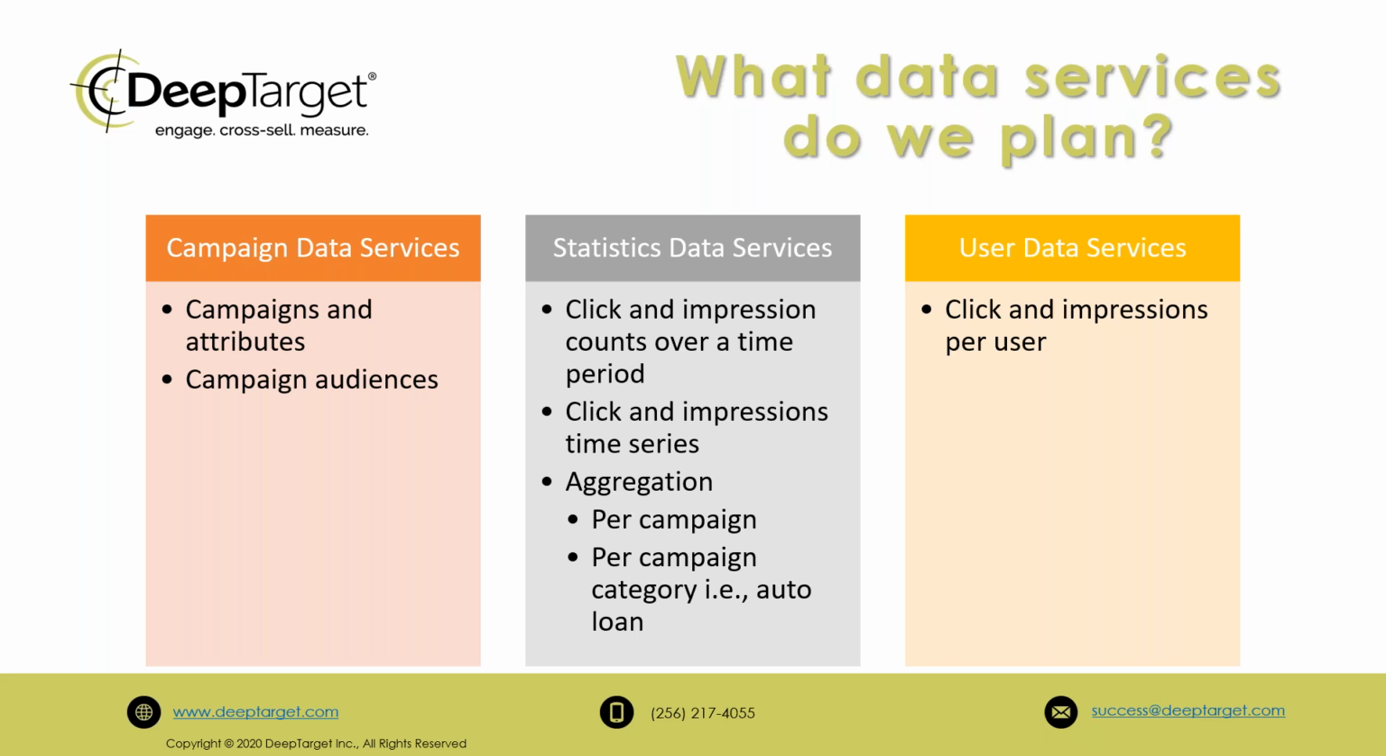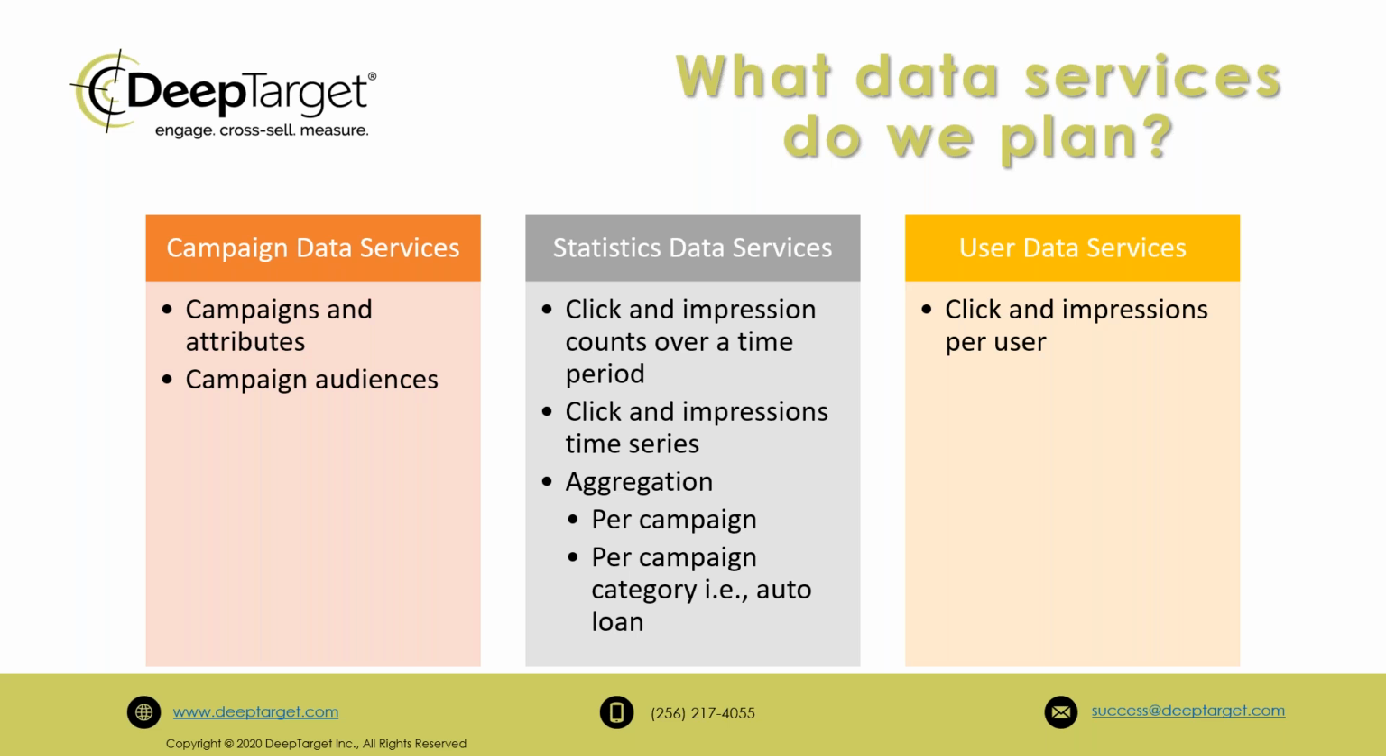Then we have statistics data services, and what they do is aggregate the data. You look at clicks and impressions over a period of time, say a month or a quarter, or you look at it as a time series, which means using a time step, which could be daily, weekly, monthly. So two ways of looking at it, as totals over a period of time or in a time step. And then the data is aggregated per campaign or per campaign category. These are statistics. They don't have user information or user ID. It's just counts of the activity.